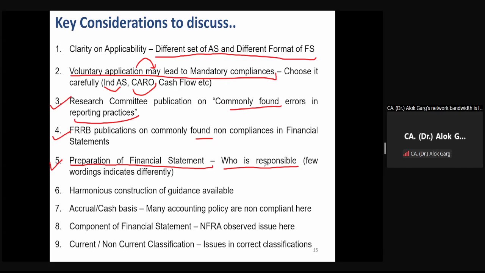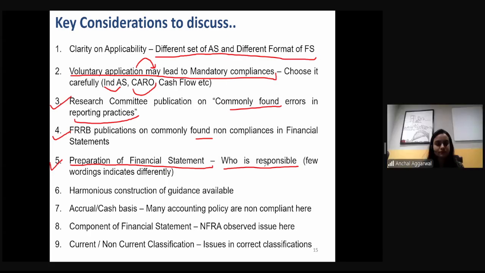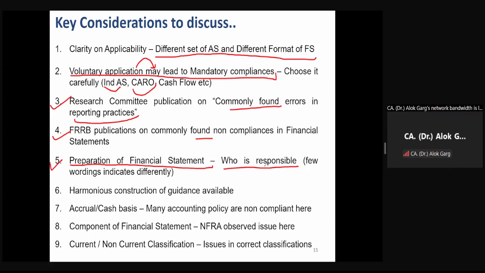But why do you have to tell that it is certified by the management? Management has to certify the entire financial statements, right from the top of the balance sheet till the last notes to accounts. The entire financial statement is the responsibility of the management. Why is it required to be written that it is certified by the management or certified by the auditor? Certified by the auditor is the wrong word. It is not certified by the auditor, and it is not required to be written that it is certified by the management.